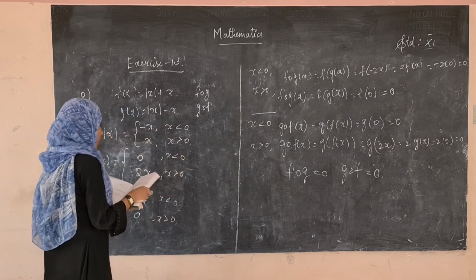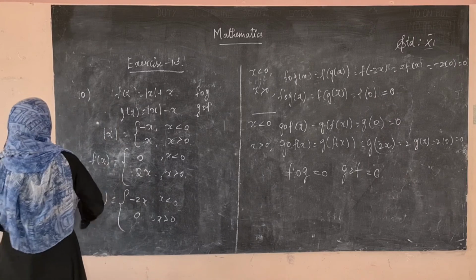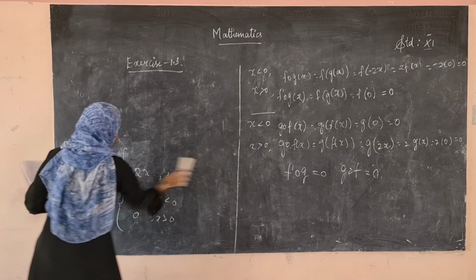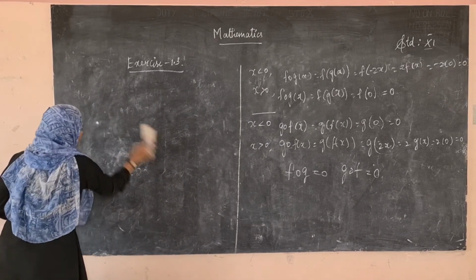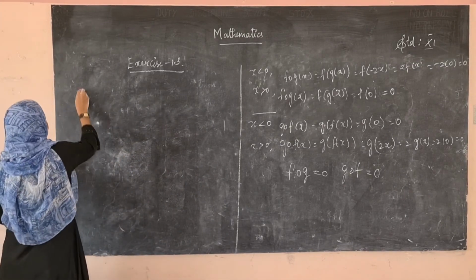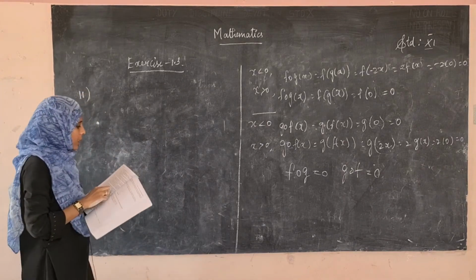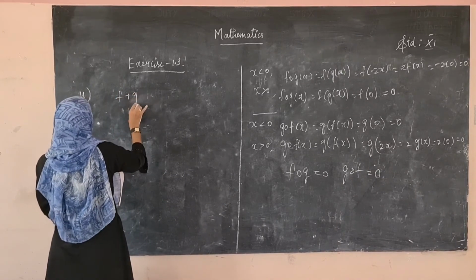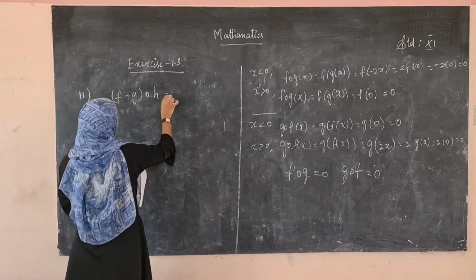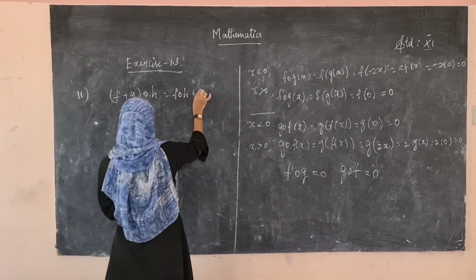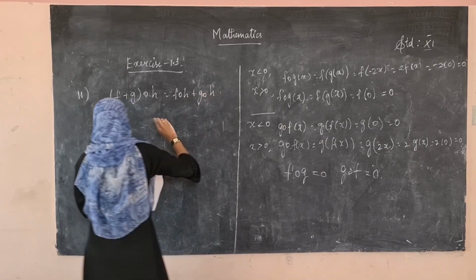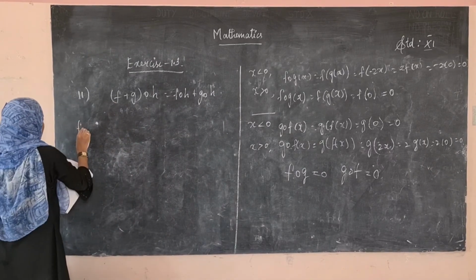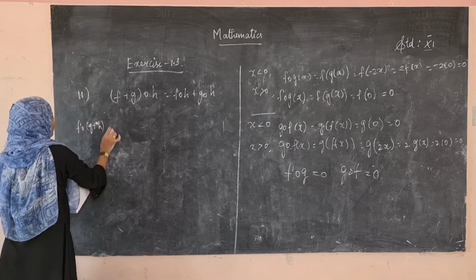Okay, now the 11th sum. What have they given in the 11th sum? They have given 3 real valued functions f, g and h defined on R. Then what we have to prove is that f plus g composite h is equal to f composite h plus g composite h. Then they have asked can we say f composite g plus h. First let us prove this.